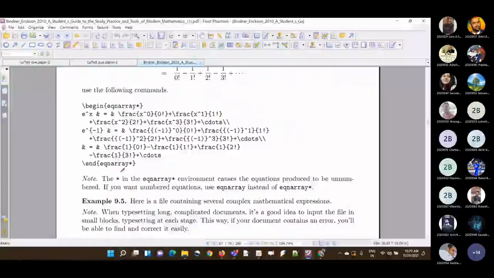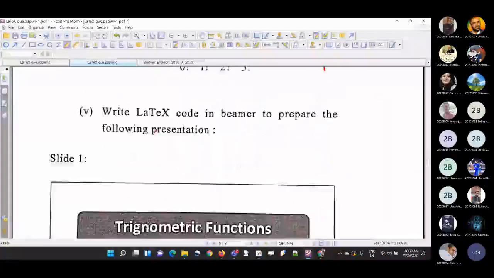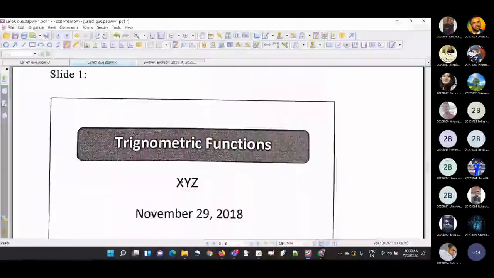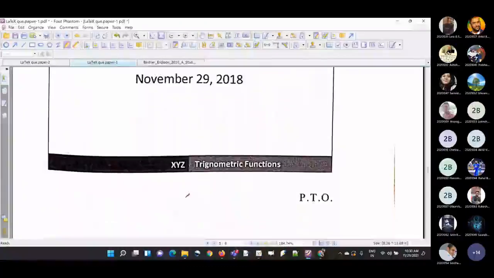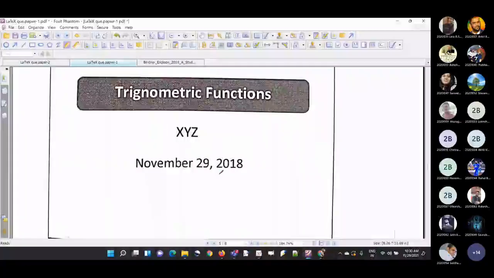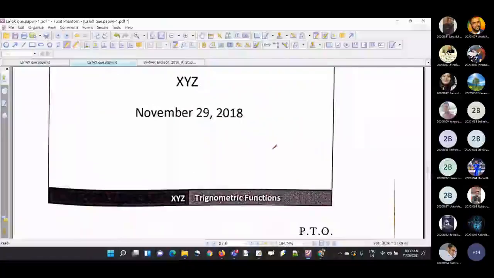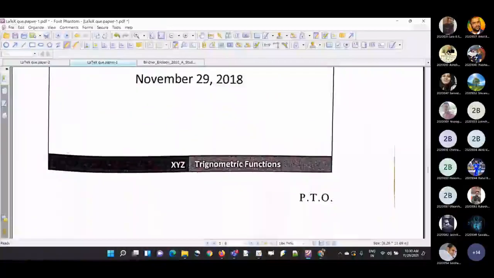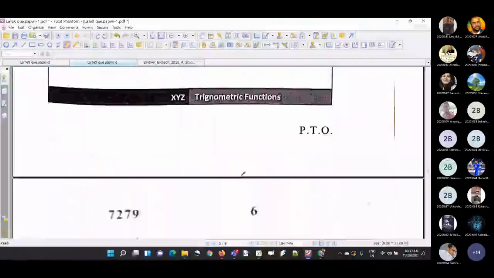And then write LaTeX code in Beamer to prepare the following presentation. I taught you how to make a presentation. So it contains what? Title, your name, and a date. For the date you have to write today, or they need November 29, 2018. So you can write backslash date and November 29, 2018 manually. Okay, so this is your name and this is the title.